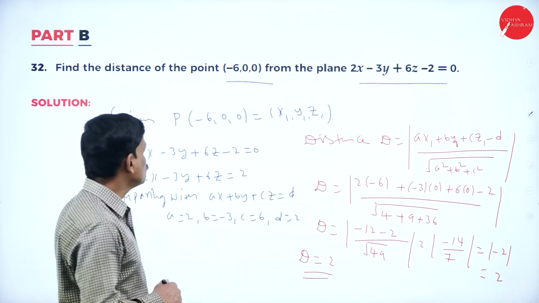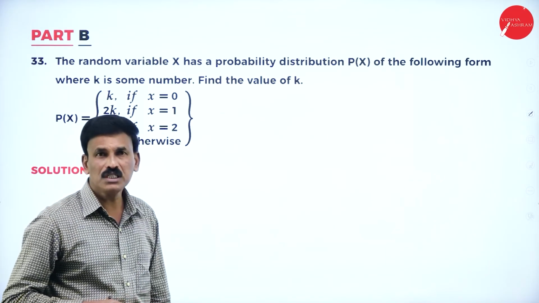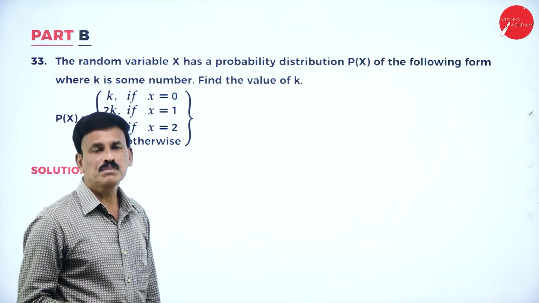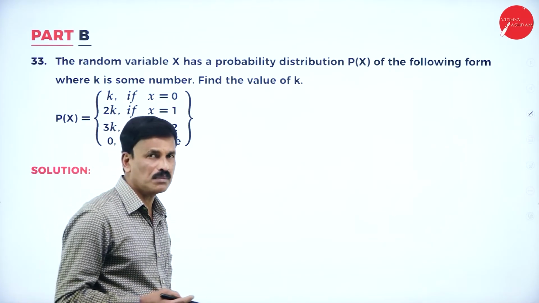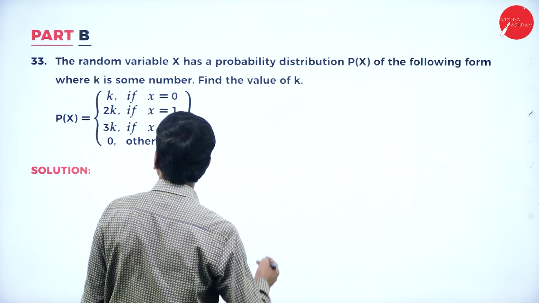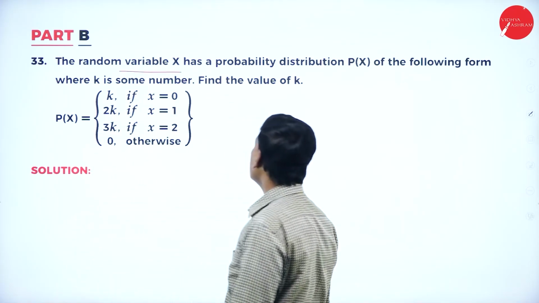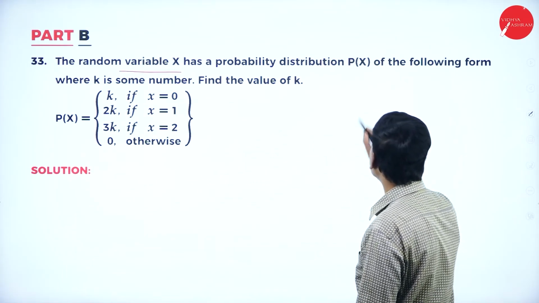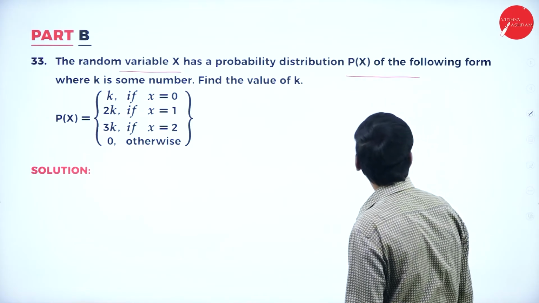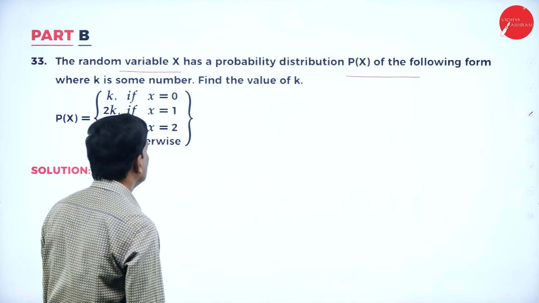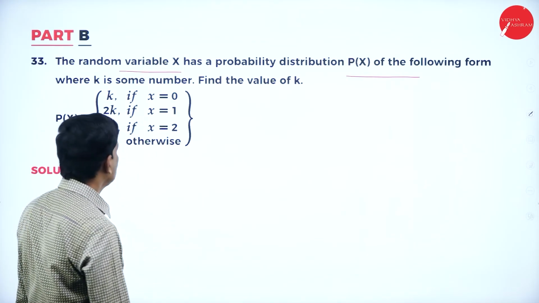Let us come to the last question in part B. The last question is definitely from probability. The last chapter is probability. Here the problem given is from probability. The random variable x has a probability distribution p of x from the following, where k is some constant. Find the value of k.